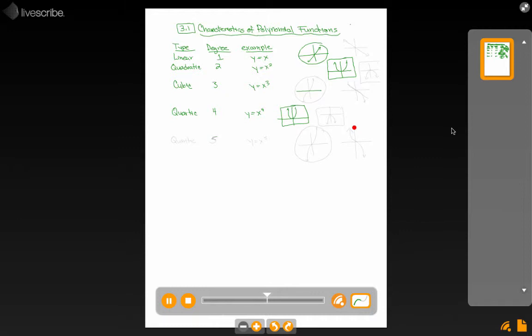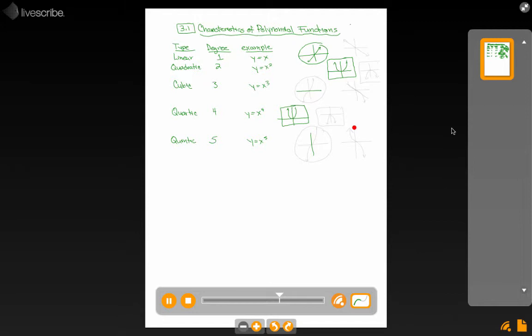And the fifth degree, quintic, y equals x to the 5th being the simplest. Again, it starts way down here in the negative and then heads up through the positive, and at first glance again looks like a cubic.